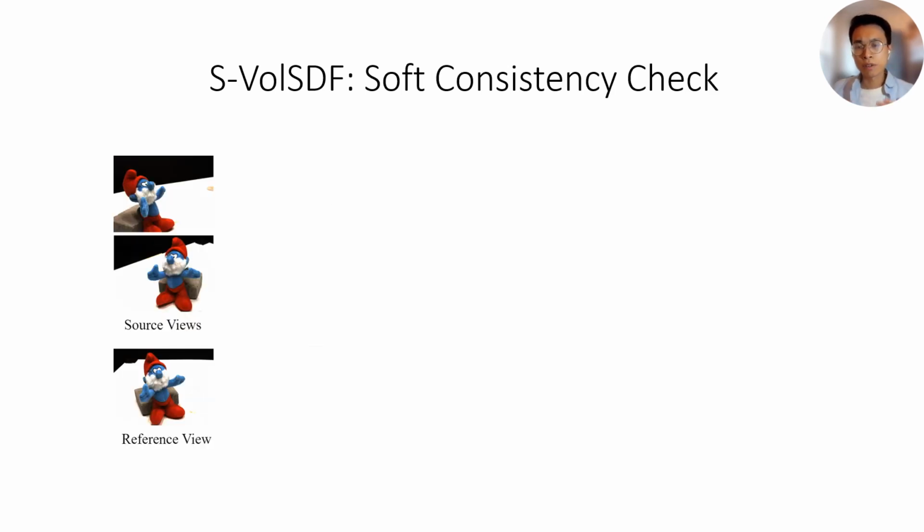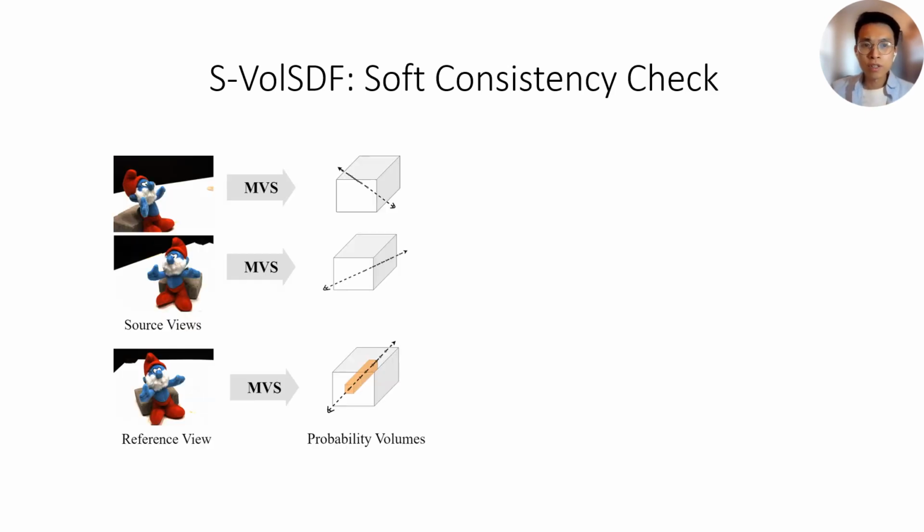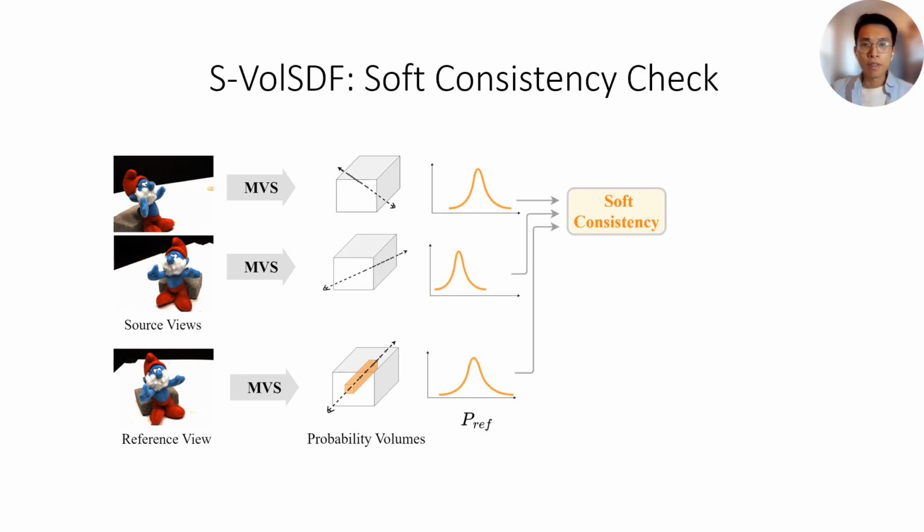Given a reference and some source field images, we first apply MVS to obtain probability volumes. Then, to refine the reference probability volume, we multiply the probability in the reference volume with the sum of probabilities in the source volume to obtain the consistency-weighted probability volume. Essentially, it's a soft consistency check.